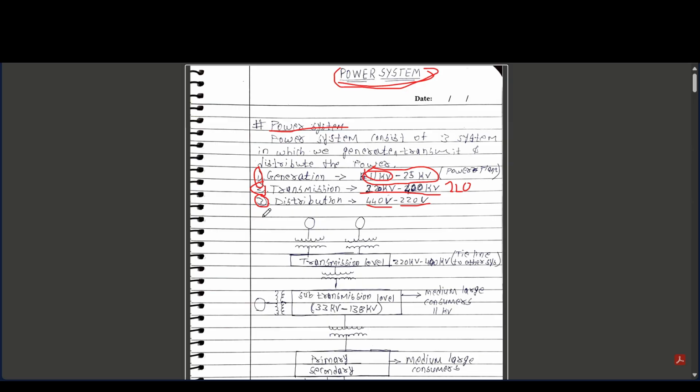Then in power system also there are different ways to generate power, whether it be a thermal power plant or a hydropower plant, wind power plant. So there are different ways in which power can be generated. So moving further, we will learn about SLD, a typical SLD of a power system.